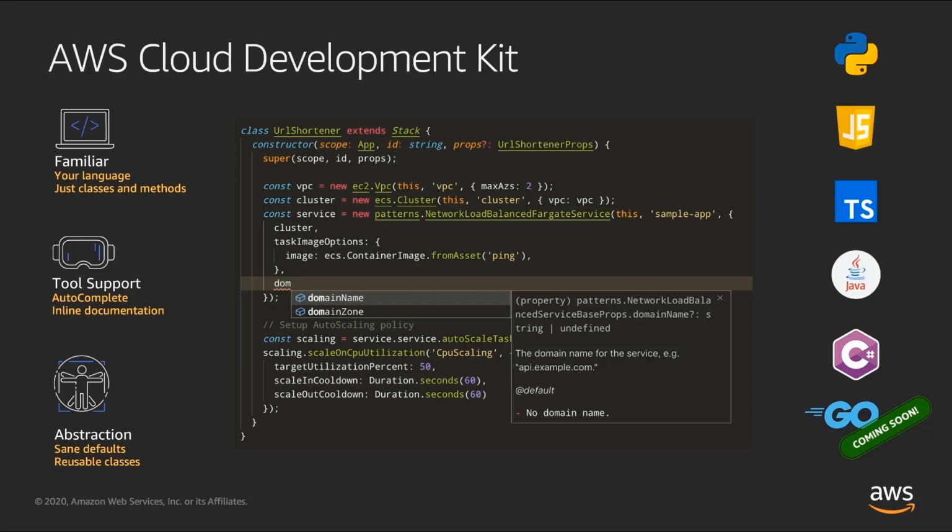We've also made sure that when you're using the AWS CDK inside of an IDE, you're getting all that great tool support. So you're getting things like autocomplete and inline documentation that allow you to see the context of a specific method or a specific variable that you're calling. And this all allows you to do this in the same way that you've done this before.